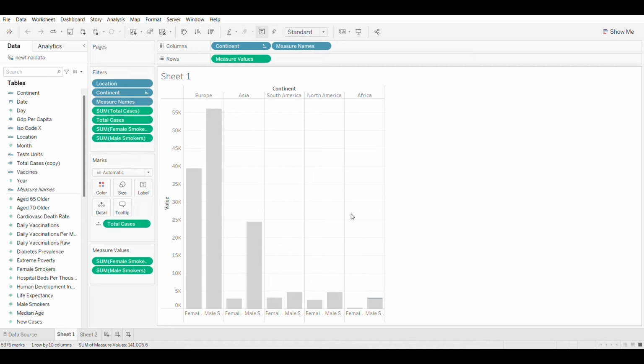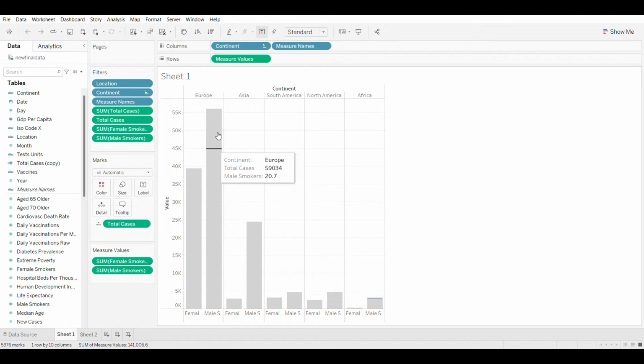In this worksheet, I have compared the female and male smokers with the total cases by continent wise. You can see the continents: Europe, Asia, South America, North America, and Africa. I have used the side by side bar to do the comparison. Here you can see this is for the female smokers, and this bar is for the male smokers.